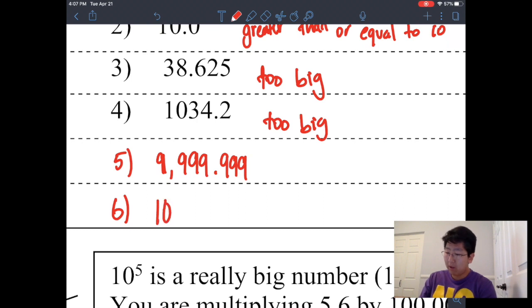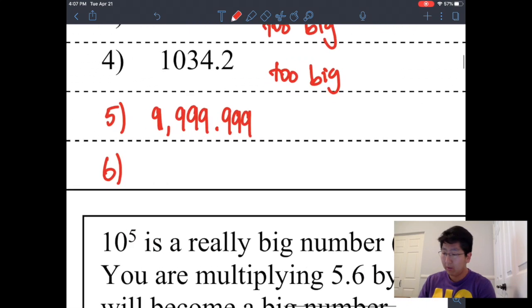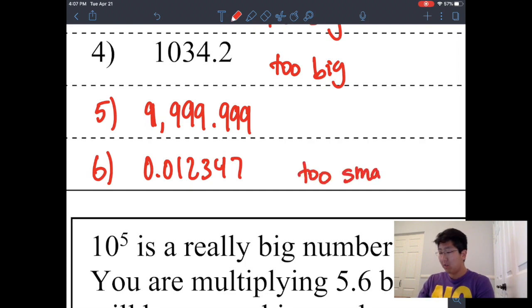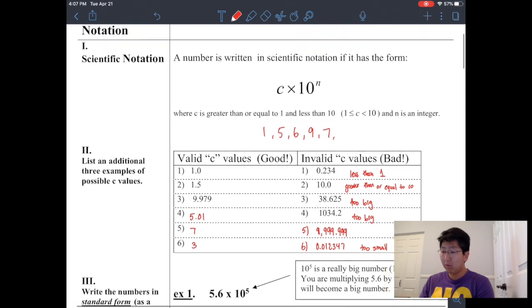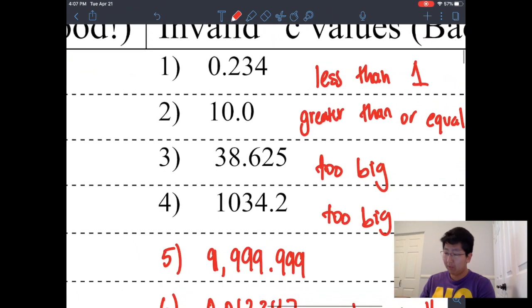How about 10.123? That won't work because it is larger than 10. Actually, let's use another one. Let's do one that's smaller than 1. So let's do 0.012347. Okay, this is too small. It's not in between 1 and 10, so it has to be greater than 1 but less than 10.